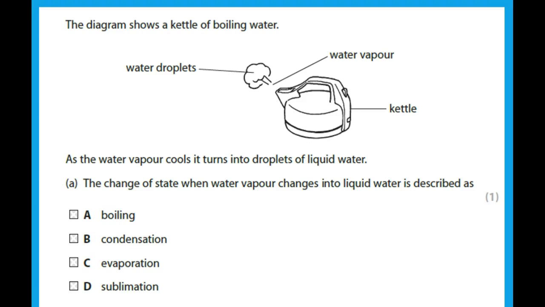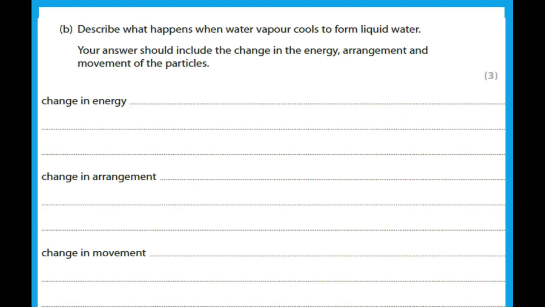This chapter is easy and the questions should be easy. The change of state when water vapor changes into liquid is which one? Water vapor into liquid, that is condensation. From gas to liquid, condensation. Describe what happens when water vapor cools to form liquid water. Your answer should include the change in energy, arrangement, and movement.